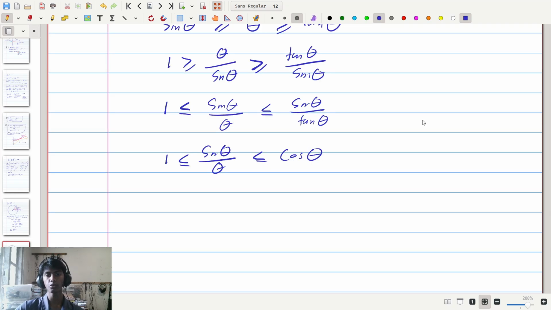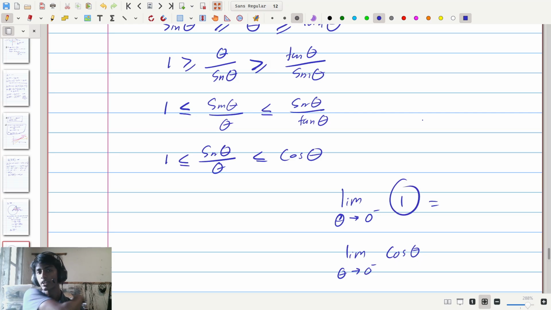So here, to apply the squeeze theorem, we need to check the limit of the left hand side and the right hand side as theta approaches 0. So what we need to do is check the limit as theta approaches 0 from the negative direction of 1, and the limit as theta approaches 0 from the negative direction of cosine of theta. The first one, 1, is a constant. Taking the limit of a constant is just that constant. So this is equal to 1.